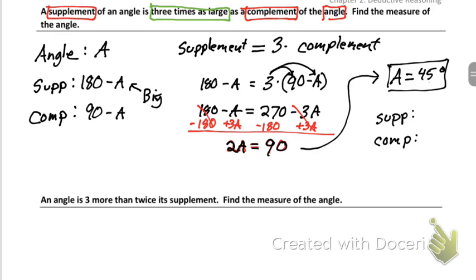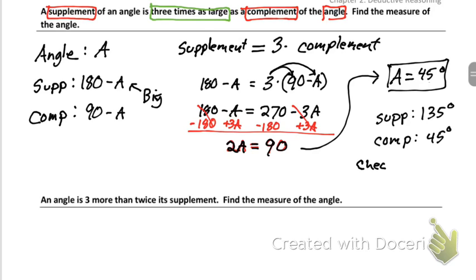What's the supplement to this one? 135 degrees. You could have done it 2 ways. You could have said, what do I need to add to make 180? Or you could have plugged it right into this formula. 180 minus 45 equals 135. Then what's your complement? 45 degrees.